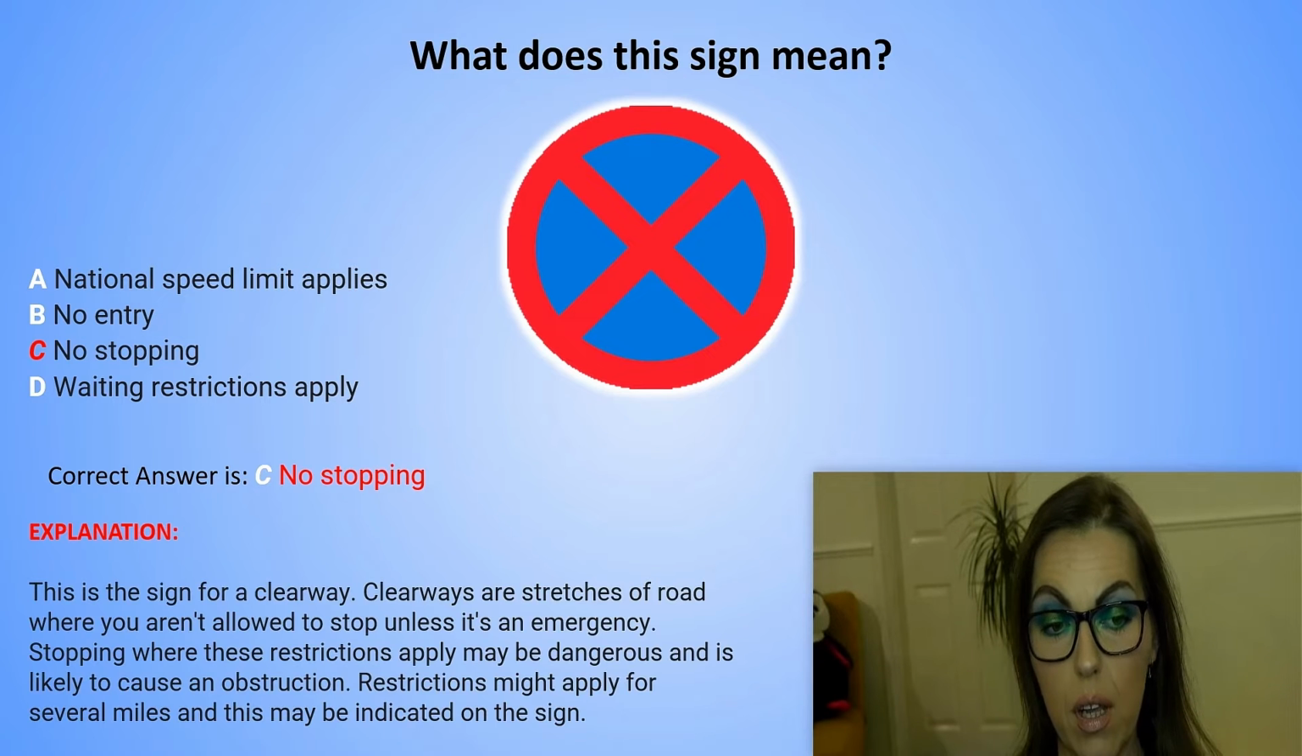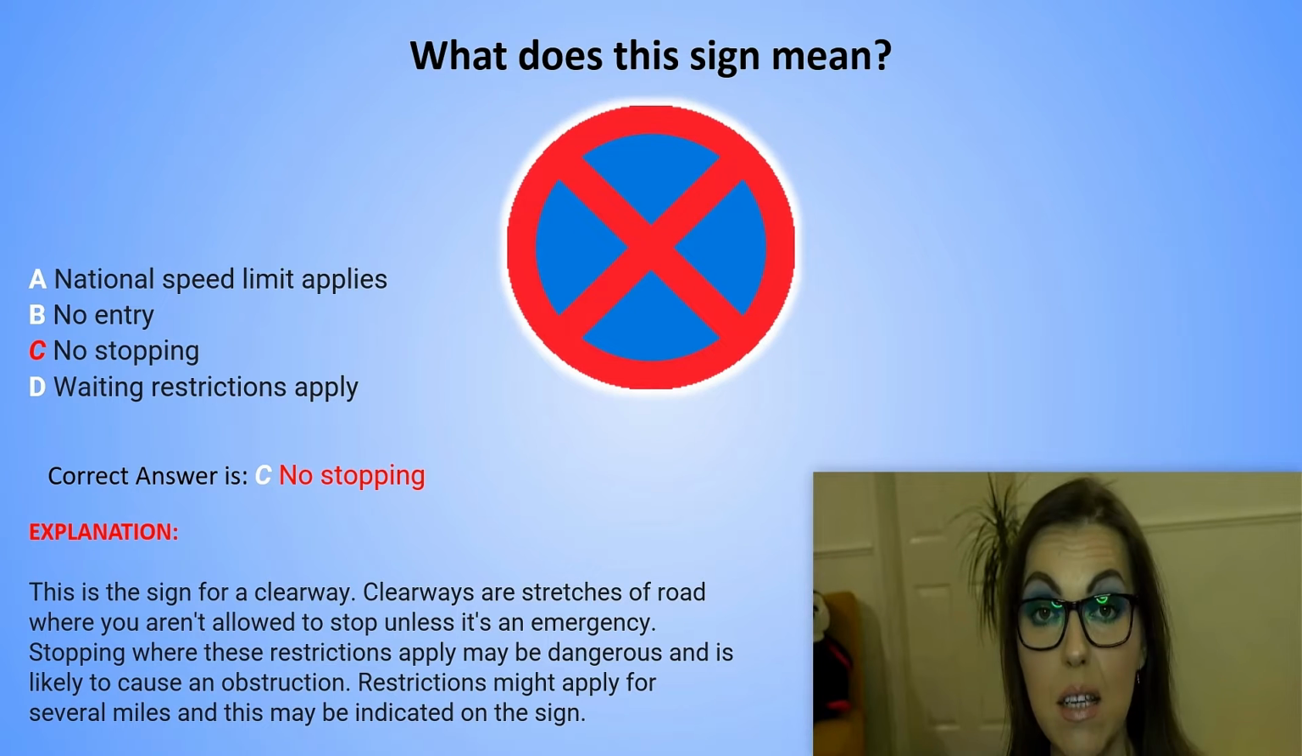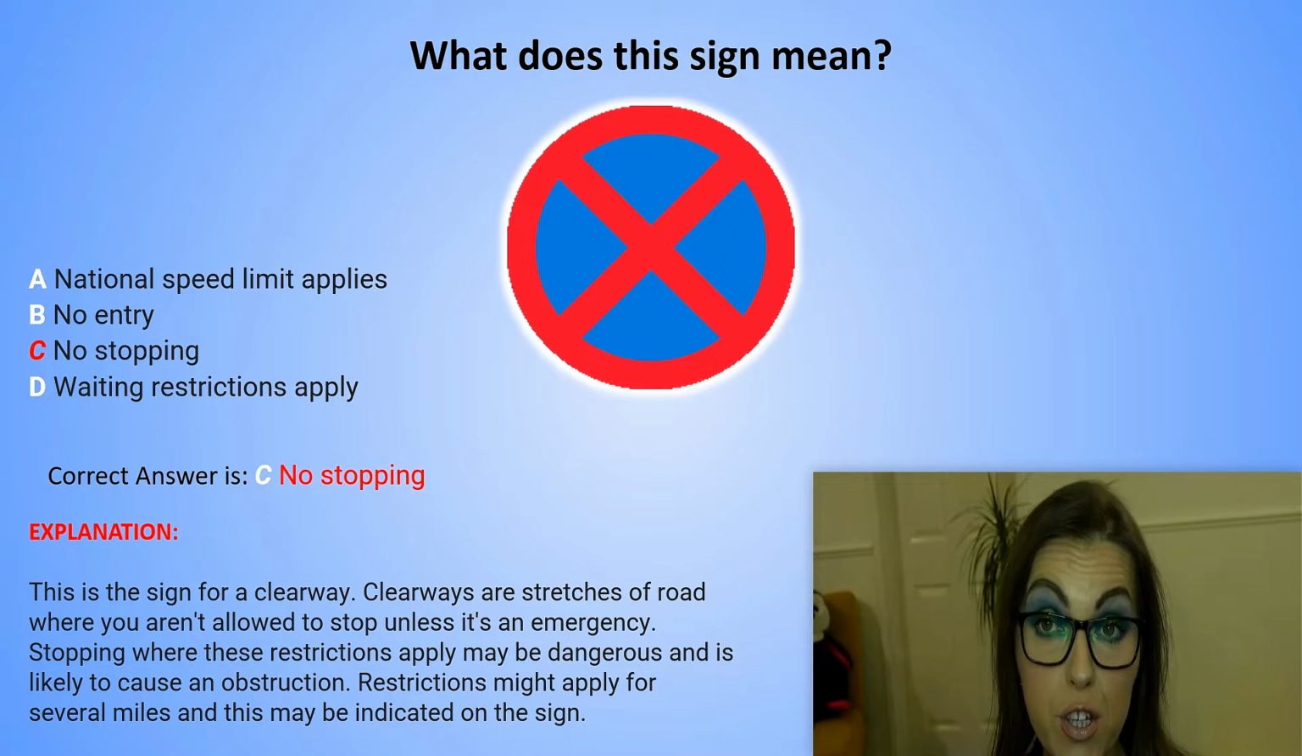Explanation. This is the sign for a clearway. Clearways are stretches of road where you aren't allowed to stop unless it's an emergency. Stopping where these restrictions apply may be dangerous and is likely to cause an obstruction. Restrictions might apply for several miles, and this may be indicated on the sign.